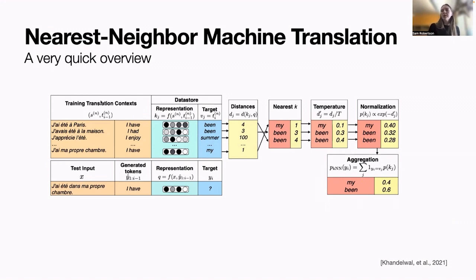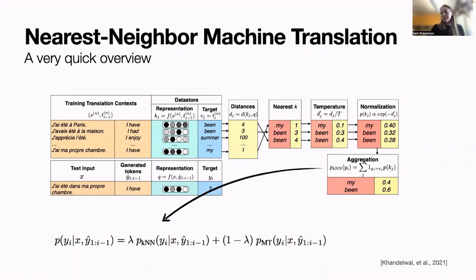So just based on, in the paper they use the 64 nearest neighbors to this partial generation, we would expect the next token to be bean with a probability of 0.6, or maybe my with probability 0.4. And then for robustness reasons, they don't just take that as the prediction, but they interpolate that with the baseline, the machine translation model.